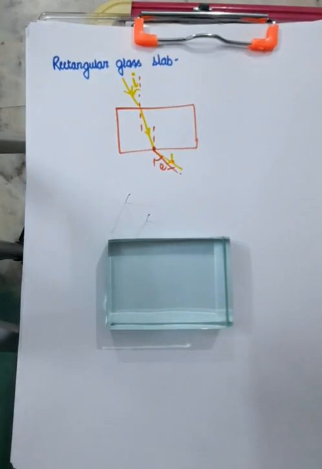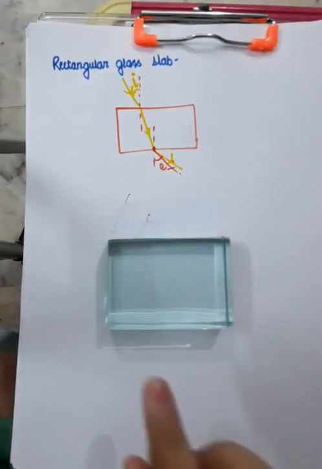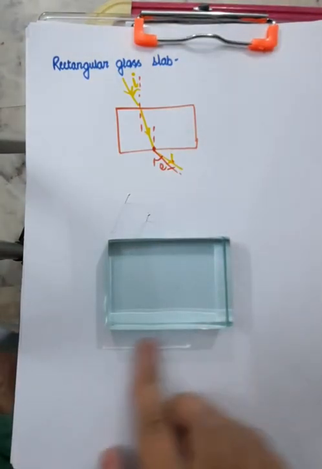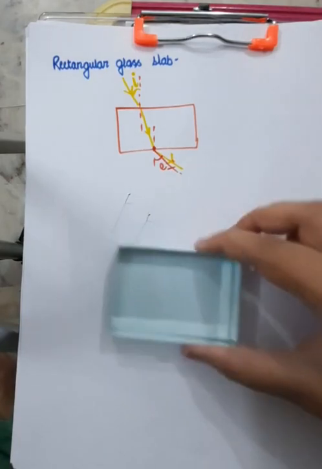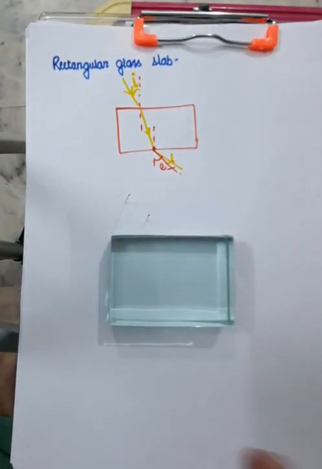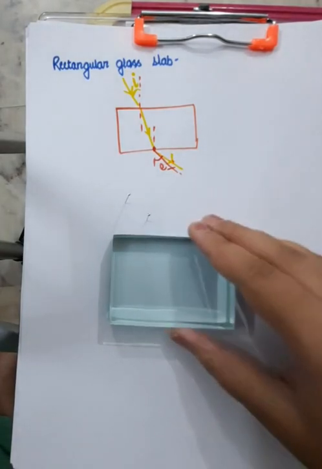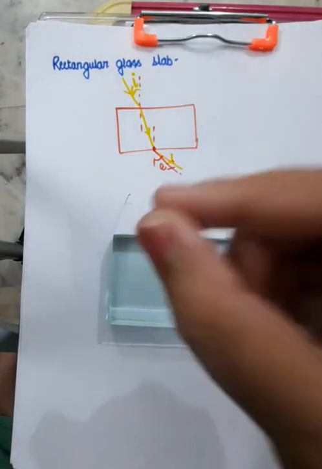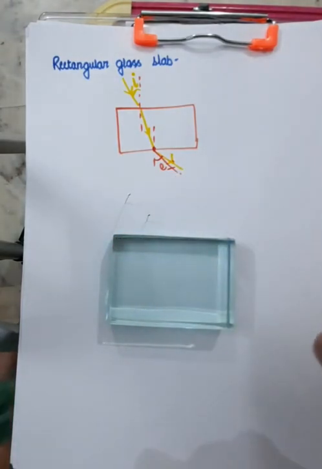So now what am I going to do? I am going to view these two pins by bending down and looking from this surface, this one, and then I'll see in which straight line these two pins are appearing to me, right? And then I'll fix two more pins in that same straight line only.